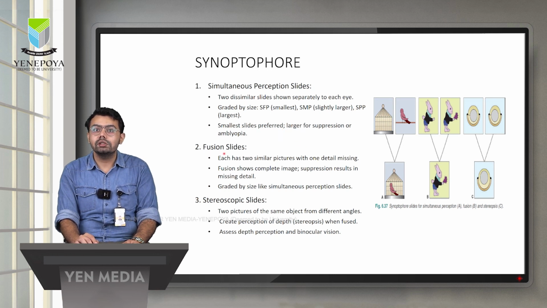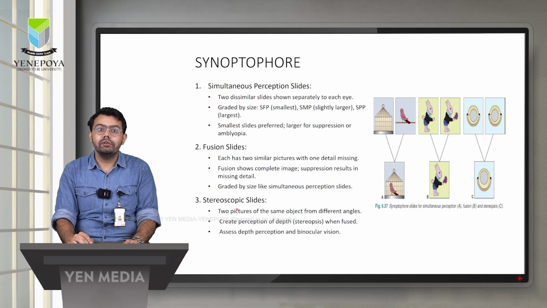The other slide is the fusion slide. Mainly in the simultaneous perception slide, if the left eye is given an image of a cage and the right eye is given an image of a bird, and both eyes have normal fusion, they will fuse the images and see one image, a bird in the cage. In the case of fusion slides, there is a rabbit. One rabbit will have a toy in its hand without a tail, but the other rabbit will not have a toy but will have a tail, and both images will be fused by the brain and the patient will perceive one image with a toy and a tail.